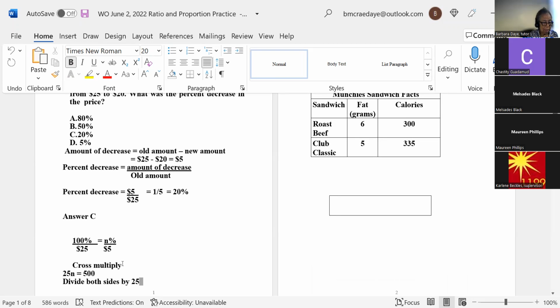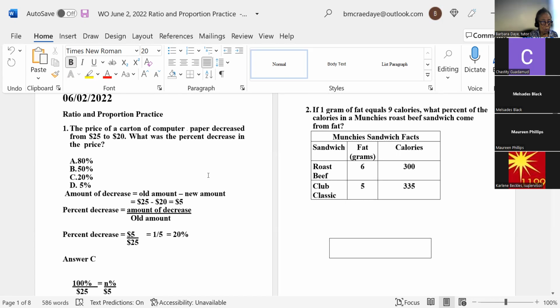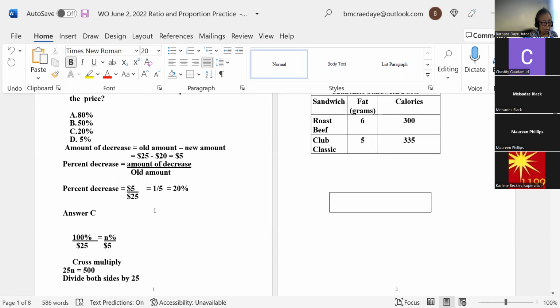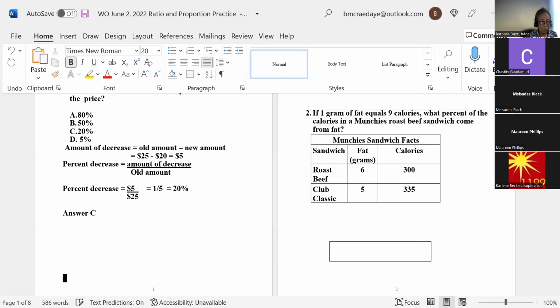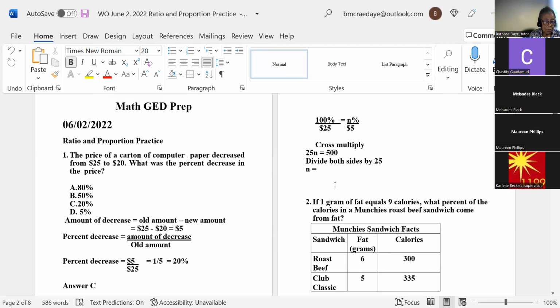Okay, so that means N would give you, let's see, I'll bring this all over on the other side so you can see the whole ratio. So you divide both sides by 25, so N would be 500 over 25, and that's equal to what? 20. Okay, so you have two ways you can do it.